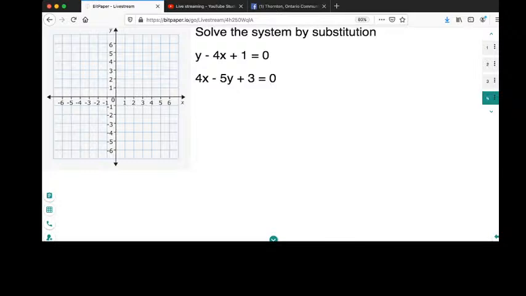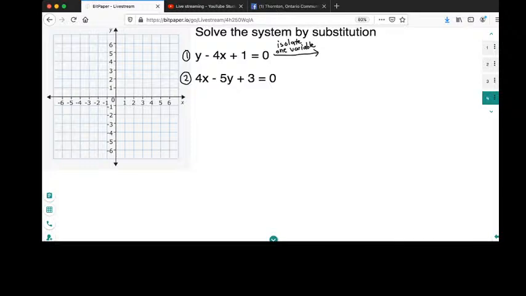So, let's take a look at this. First thing I want to do, step 1, is label these as equation 1 and equation 2. Wonderful. So now I'm going to take equation 1 and isolate one variable. Okay, so let's go ahead and do that.